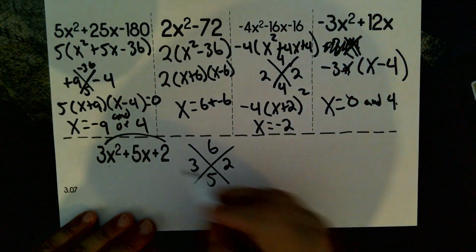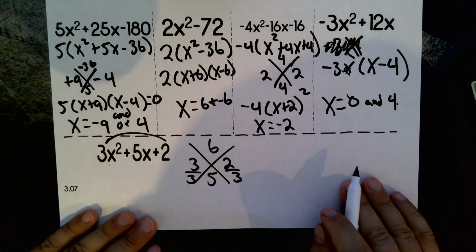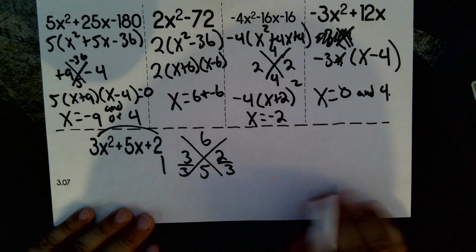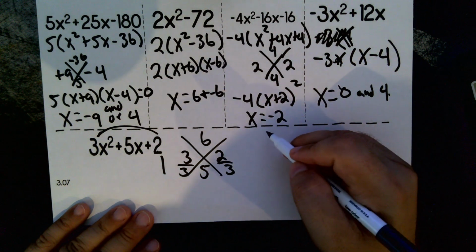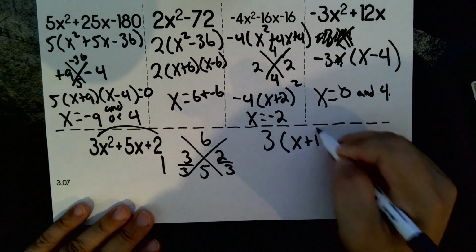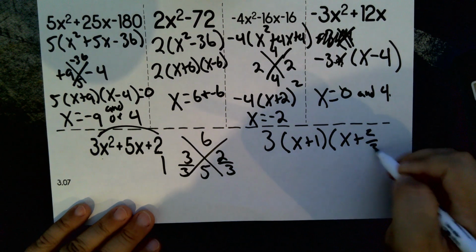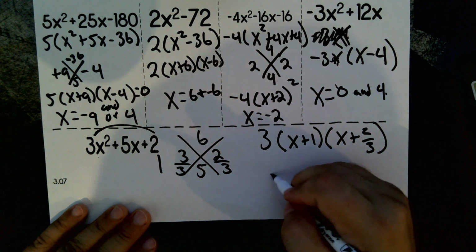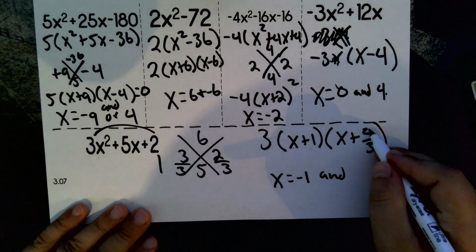our factors by a, which is 3. And simplify if necessary. So 3 over 3 is 1. And so now we can just rewrite our whole thing as an equation. This is 3 times x plus 1 times x plus 2/3. So x would need to be -1. And x would need to be -2/3.